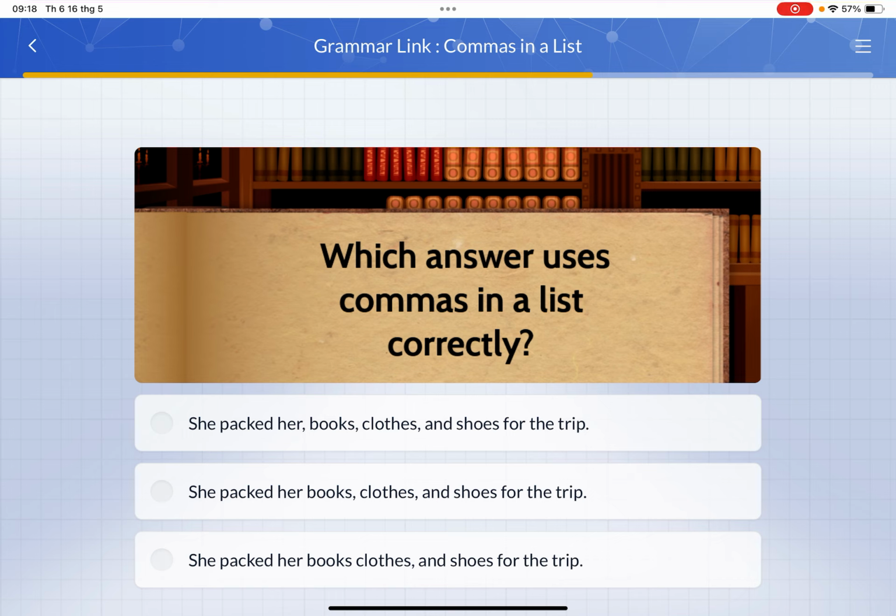The third choice is incorrect because we need to have a comma in between book and clothes to separate two things because they are not made of one word stuck together. So the correct choice here would be the second choice.